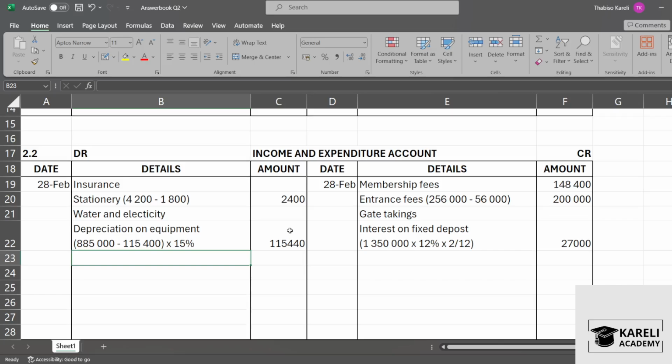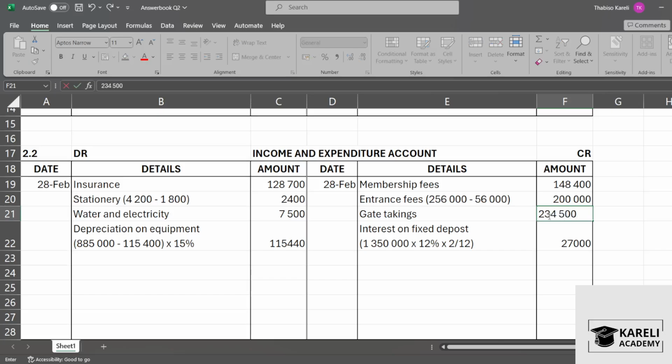Now we are done with our additional information. We can have our insurance amount, 128,700. We can also have our water and electricity amount, 7,500, and then our gate takings is 234,500. Now, when all those are done, what is outstanding?